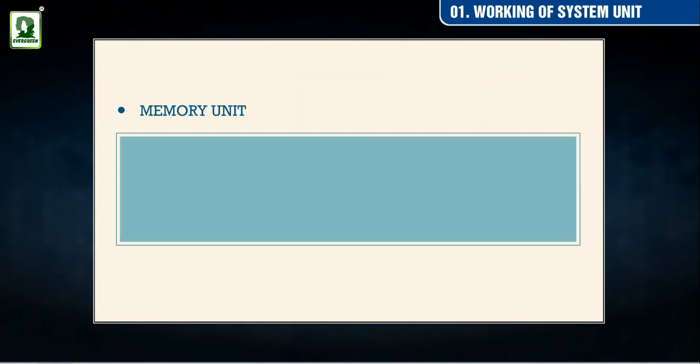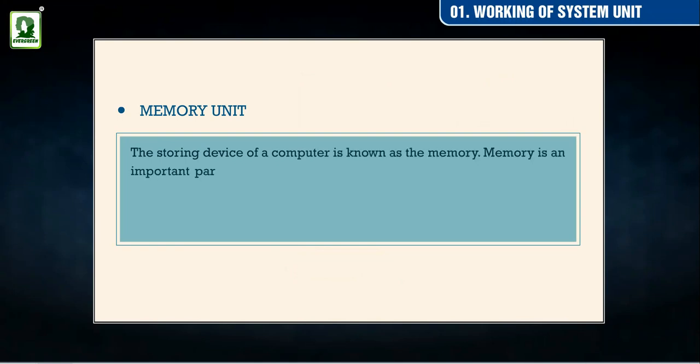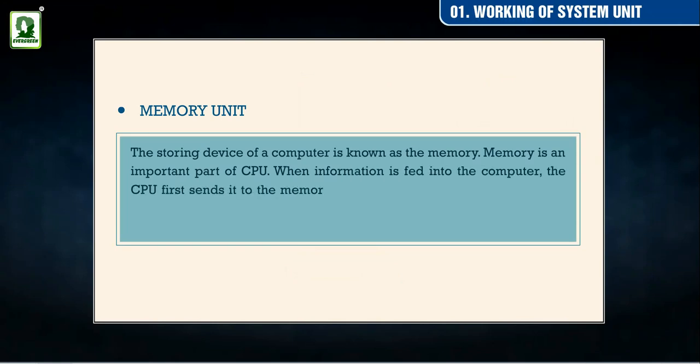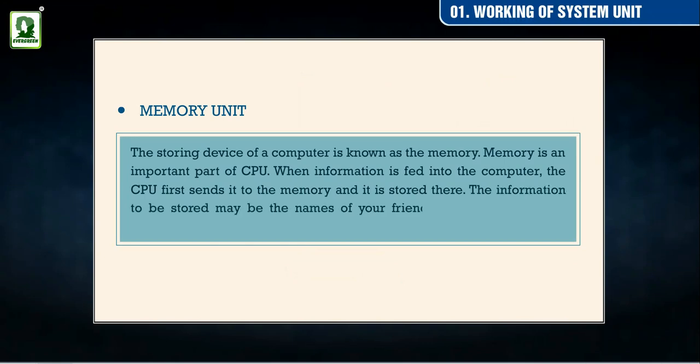Memory unit. The storing device of a computer is known as the memory. Memory is an important part of CPU. When information is fed into the computer, the CPU first sends it to the memory and it is stored there. The information to be stored may be the names of your friends or the marks of the students in your class.